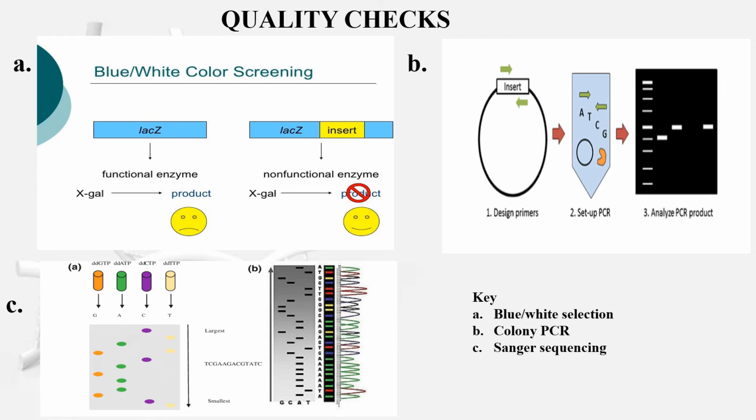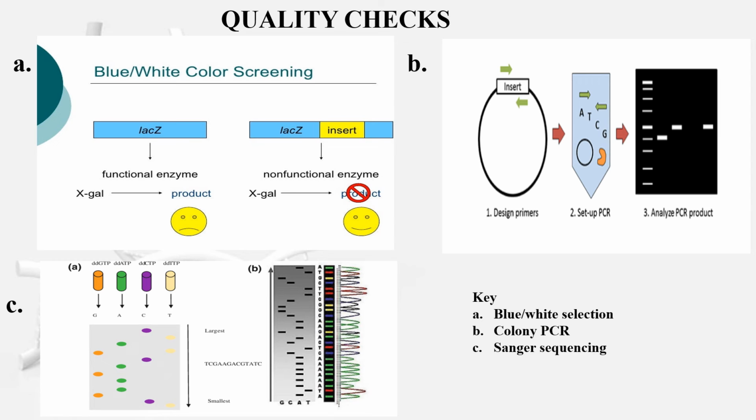Then I'll do colony PCR by designing my insert specific primer to detect the presence of my insert. I'll set up a standard PCR reaction using the supernatant of my lysed cells. Then I'll run my PCR product on a gel to analyze the product size. Then the positive clones will give a band, while the ones that are not positive will not give a band.